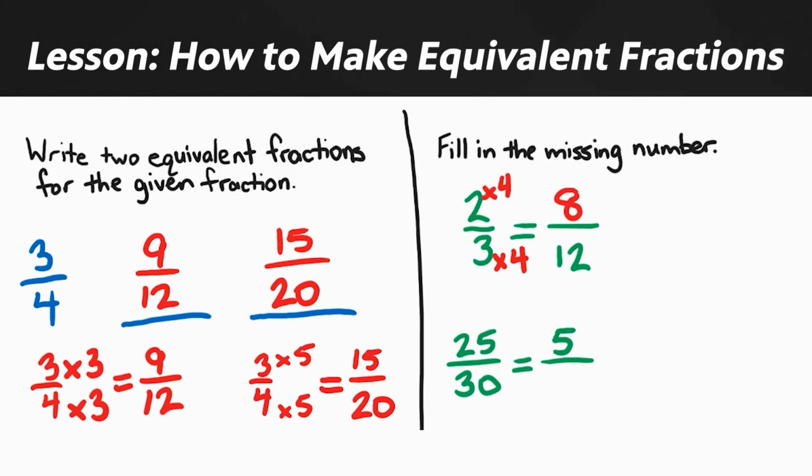For the other one, I can see that I now have both top numbers. So that's where I'm going to focus. How do I get from 25 to 5? Since it's getting smaller, I'm going to have to divide. But by what? 25 divided by what makes 5? Well, it'd be 25 divided by 5. So I'm going to write a divided by 5 right here. And again, whatever I do to one side of the fraction, I have to do to the other. So 30 divided by 5 will give me the missing number, which is 6.